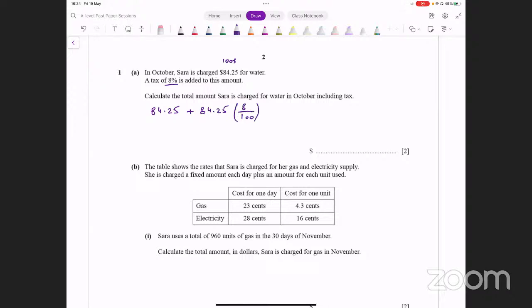Another way of doing this directly is, you know what 100% plus 8% will be? It's going to be 108%, right, which is 108 over 100. So a direct way of doing this could also be 84.25 into 108 divided by 100, and that will give you the same result as well. You can do it either way. Let's evaluate this and see what this turns out to be. 84.25 into 108, or 1.08 in fact, that's given me 90.99. So that's the solution that we get from this.